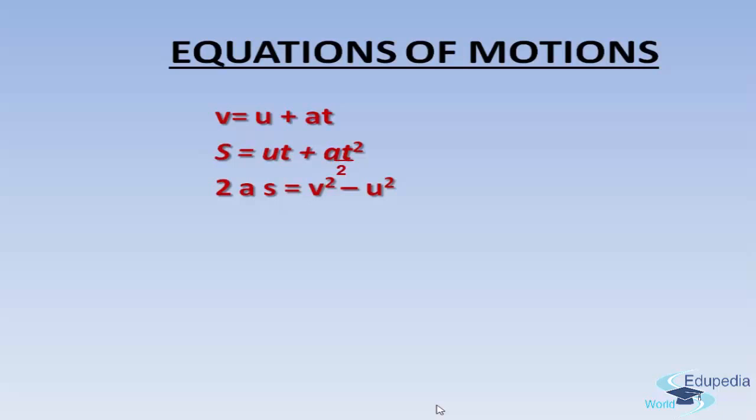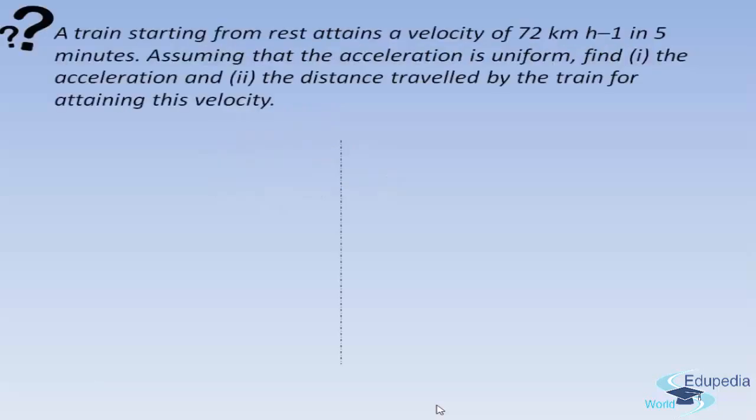So now we are going to solve some numericals so that it is very clear to us how these equations get applied to actual situations. So let's check out the first problem. A train starting from rest. So what information do we have from this statement? There is a train which starts from rest, that is, the initial velocity will be 0. It attains a velocity of 72 kilometers per hour, that means the final velocity will be 72 kilometers per hour, in 5 minutes. So from the first sentence we can derive this data.